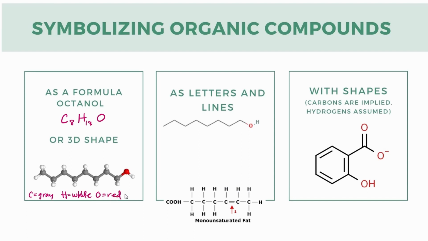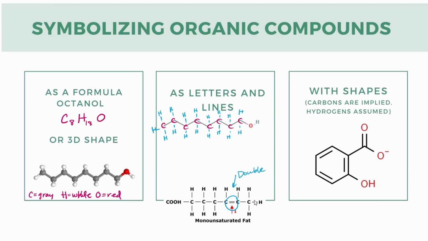Here is an example of it written out with letters and lines. In this case, we've unpacked what we saw on the last slide, showing every single element present and every bond. Here we have all of your carbons, your hydrogens, and your oxygen. If we recall the monounsaturated fat from the slide before, you can see that there is a double bond on here, which is marked with 2 lines. A single bond has 1 line.